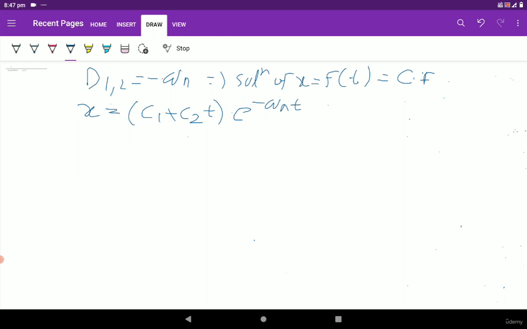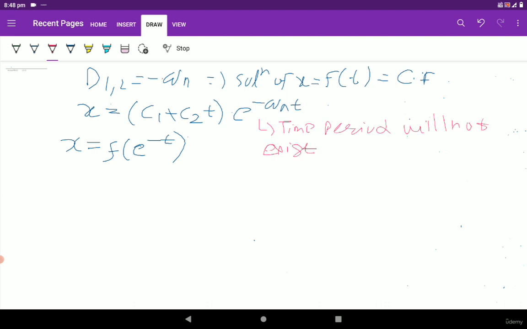Here you can see that x is a function of e power minus t. You should note that in this case the time period will not exist. Hence the motion is aperiodic in nature.